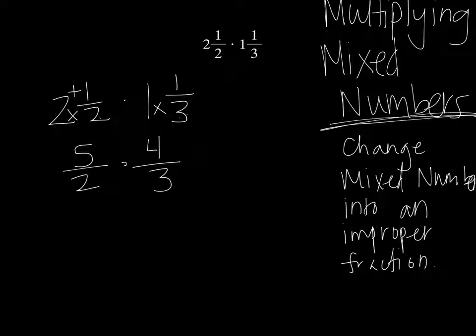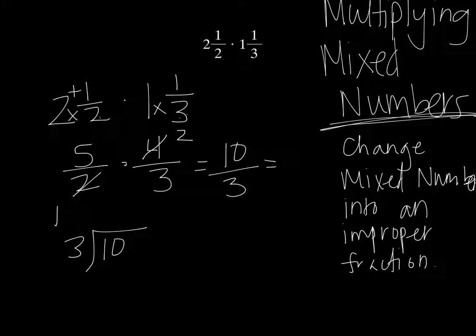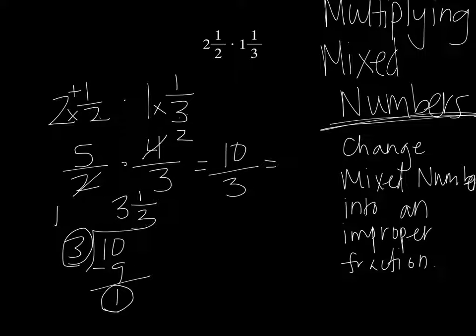Is there any simplifying I can do beforehand? Yep, divide by 2. Divide by 2. So 5 times 2 is 10, and 1 times 3 is 3. So now to get my answer, I can divide the top by the bottom. 3 goes into 10 3 times, with 1 left over. So my answer is 3 1/3. So I can write that here. 3 1/3 is my final answer.